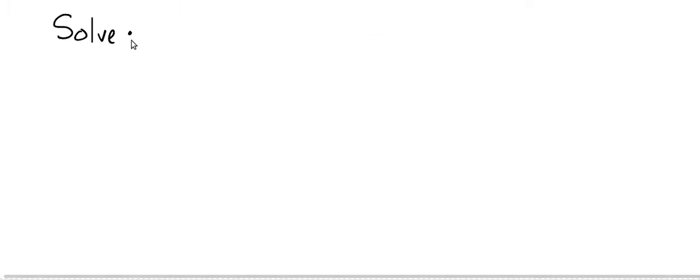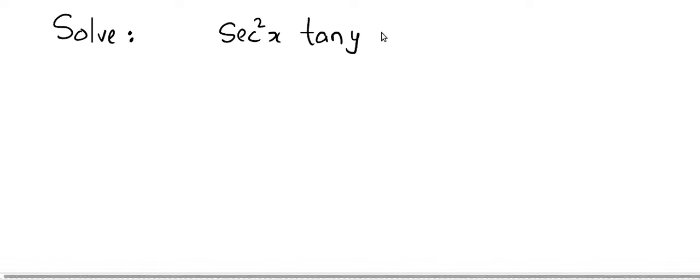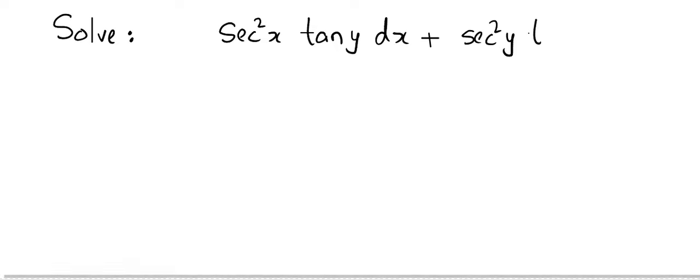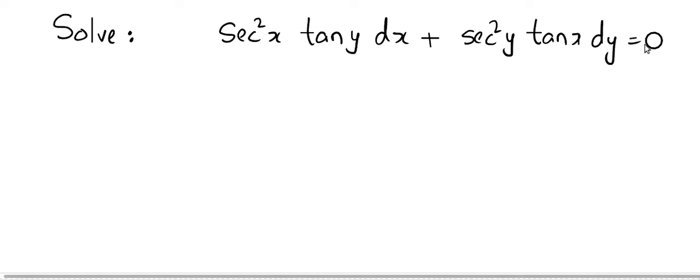We will try one more question. So the question goes like this. Solve sec square x into tan y dx plus sec square y tan x dy equal to 0.